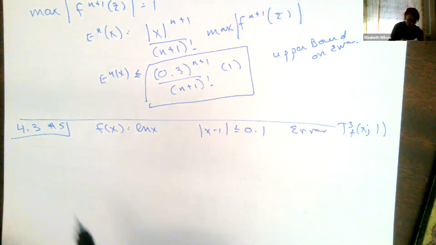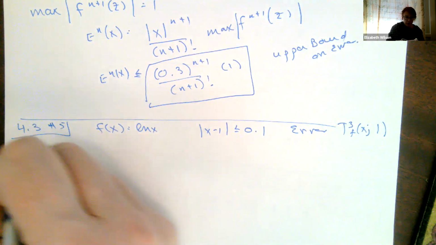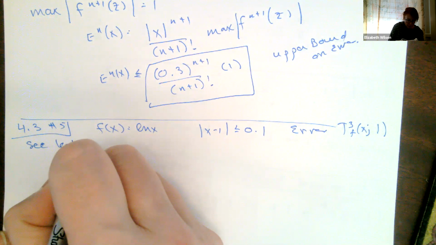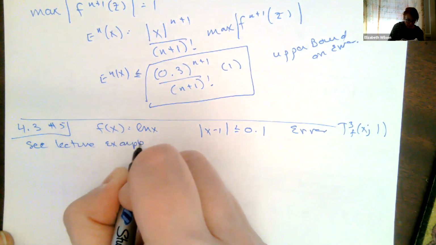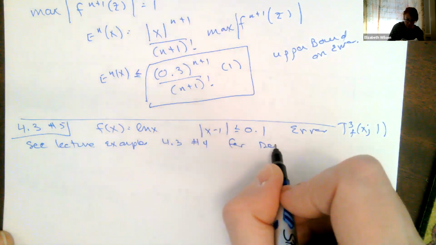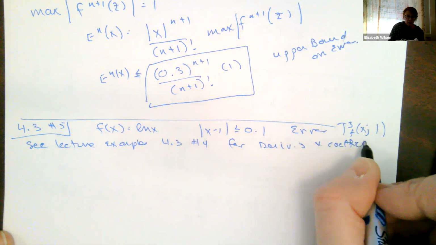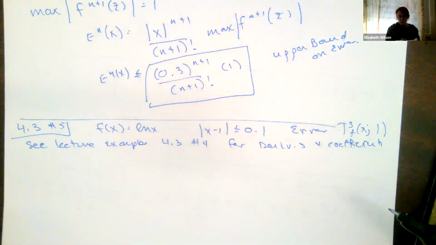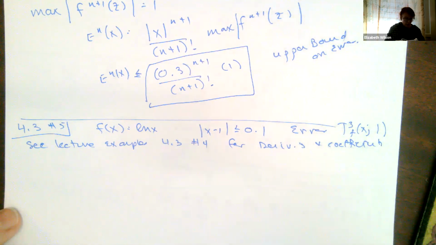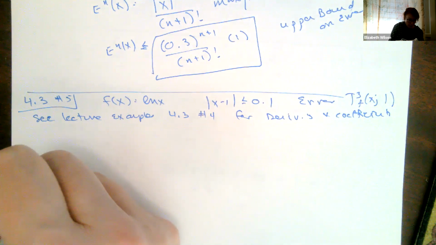So when we do this and we go through our derivatives, this is just like our derivatives. See lecture examples 4.3, number 4 for derivatives and coefficients. We actually came up with our Taylor polynomial for this one, which we're not asked to come up with on here. We're asked just to come up with the error. So let's skip right to the end when we talk about our nth derivative.